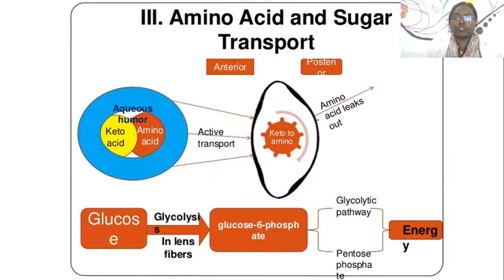Amino acid and sugar transport. The glucose is converted inside the lens fibers. It is converted into glucose 6 phosphate by glycolysis, and glucose 6 phosphate enters the PPP pathway. Reduced glutathione acts as antioxidant. When there is an increase in glutathione, it will lead to cataract formation.